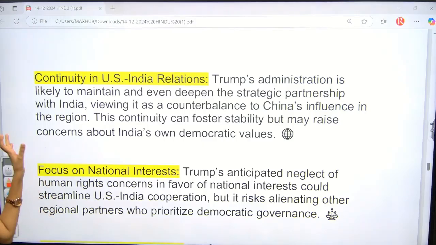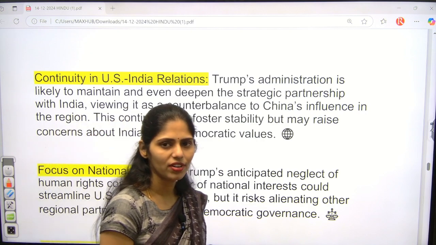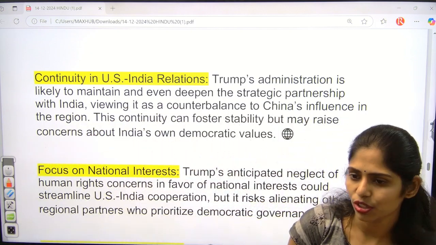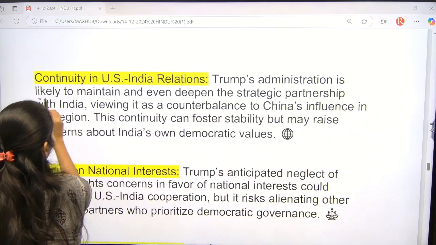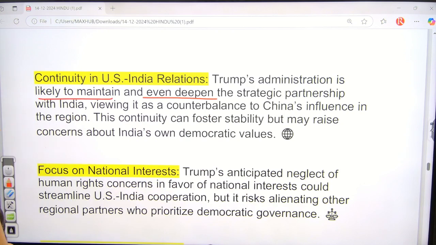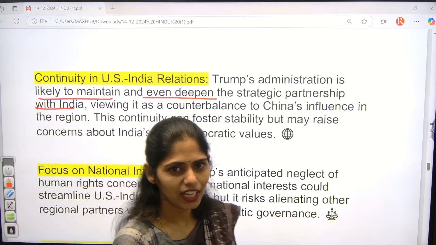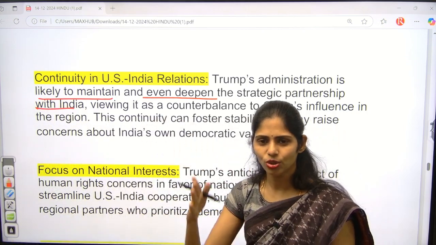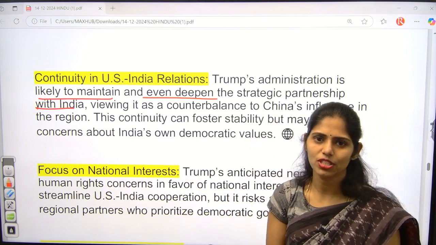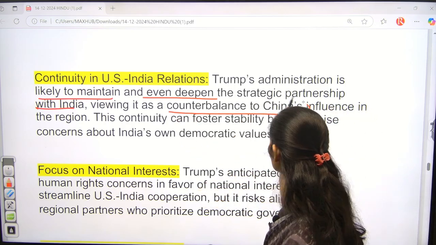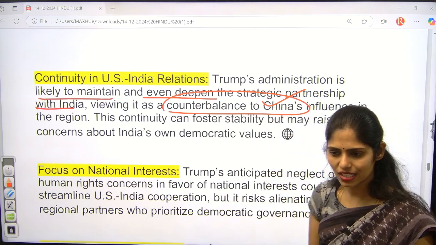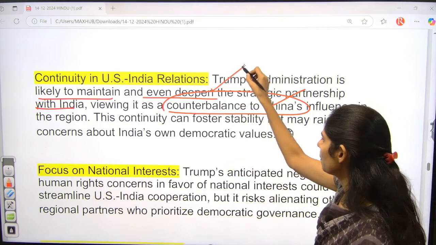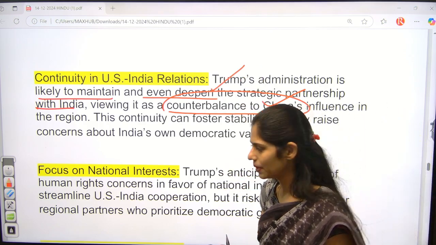Okay, so in the same way, again after Trump came into power, how will the relations of India and US be? That is the thing which is given here. So here, the Trump administration is likely to maintain and even deepen the strategic partnership with India, because one important common point which is making India and US come together is China. India's enemy is China and as well as US's enemy is China. So to counterbalance China's influence in this Indo-Pacific region, these two countries can come together and they may deepen their ties. This is one important point.